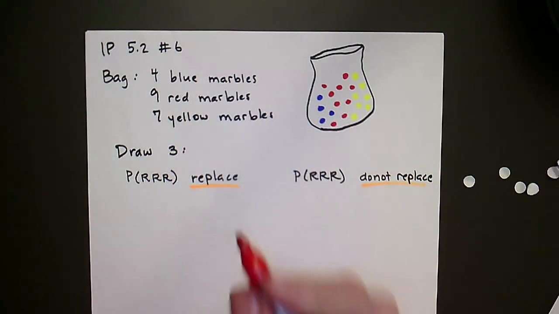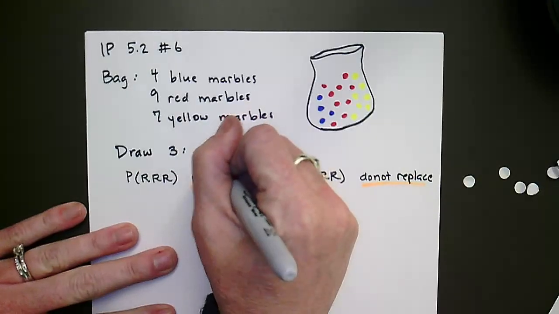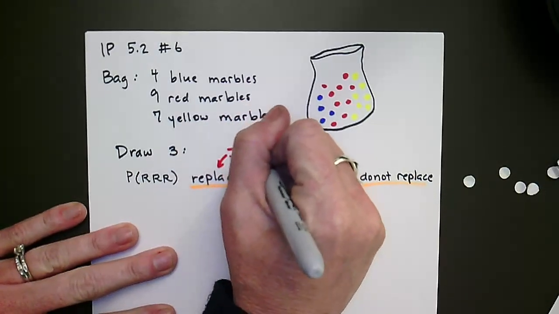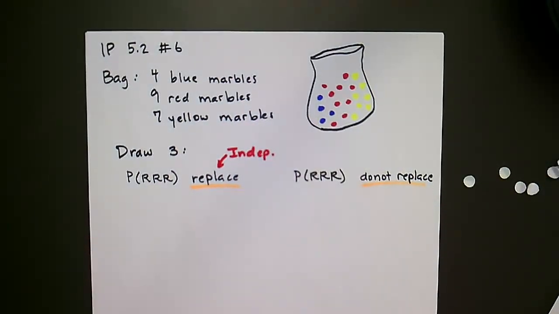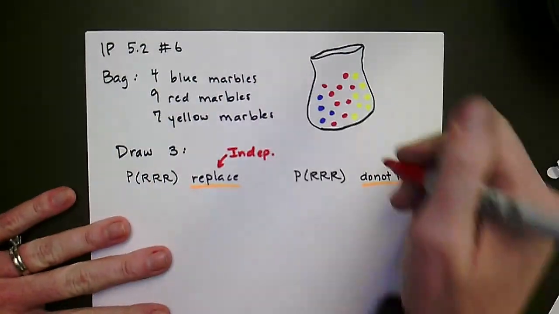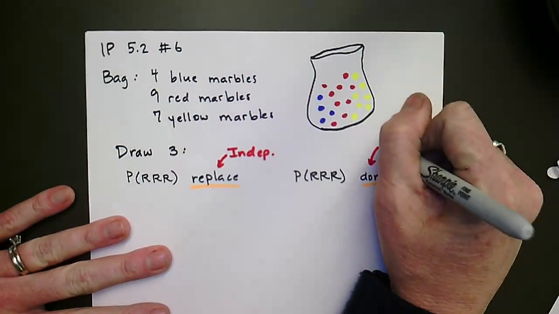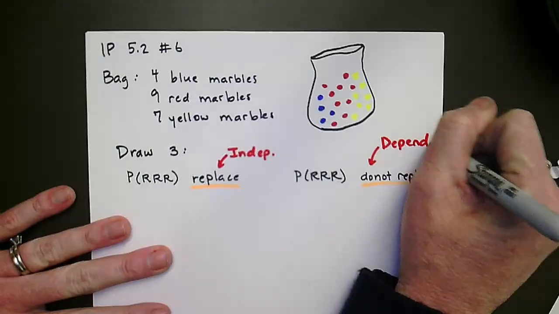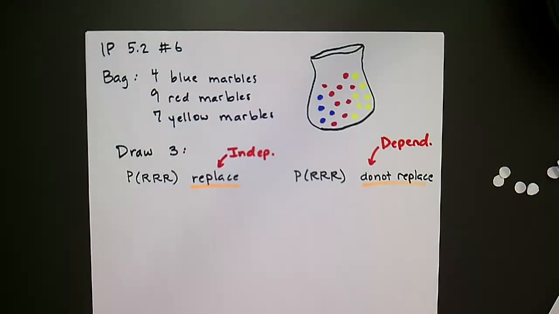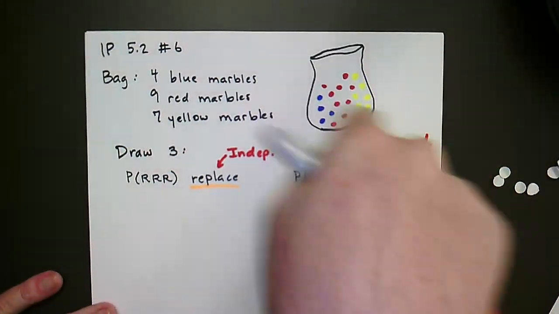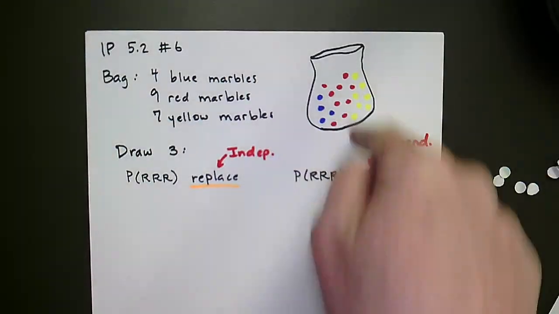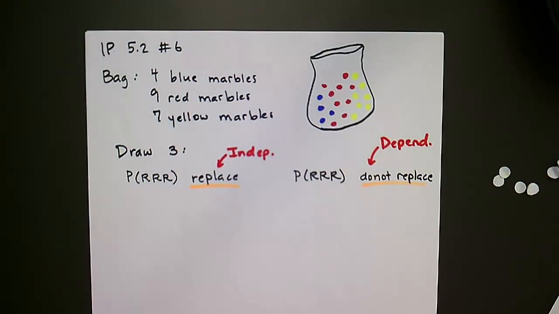This actually is going to give you independent events, because when you put them back, you're not changing the total at all. But this is going to give you a dependent event, because as you take them out and you keep them out, you're changing the total number of marbles in there, and you're changing the proportion from one color to another. All right, so let's do the first one.